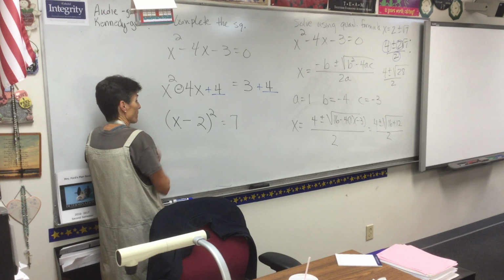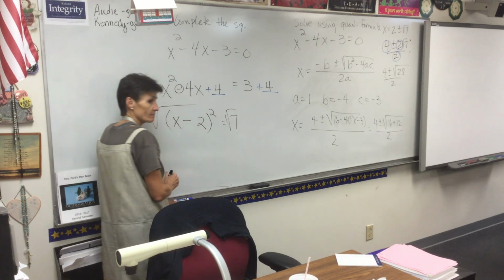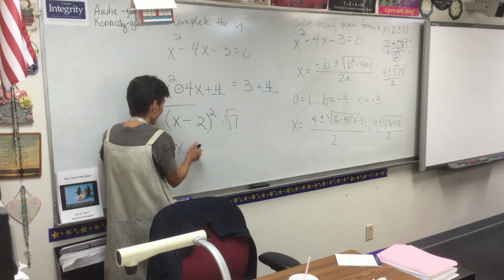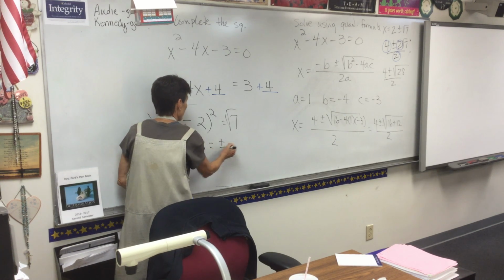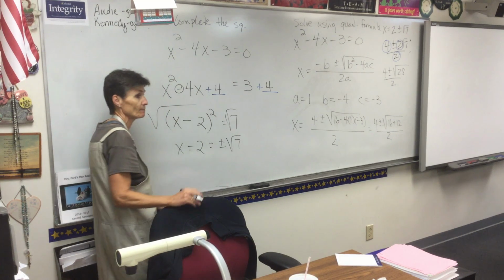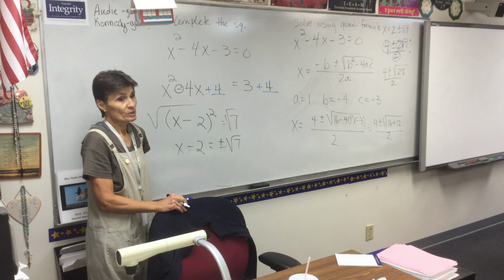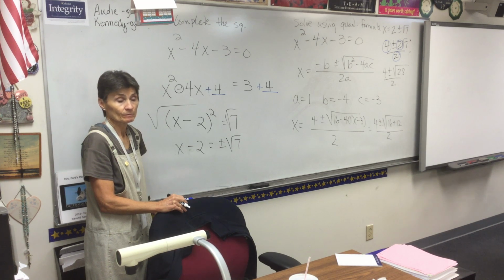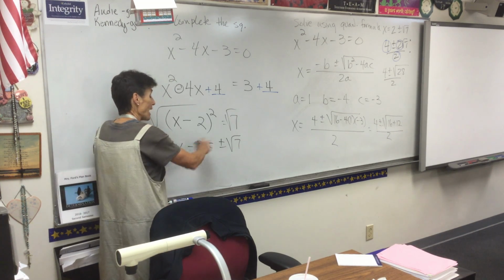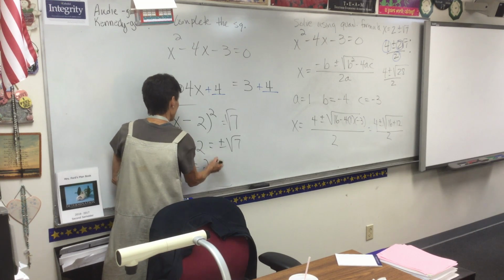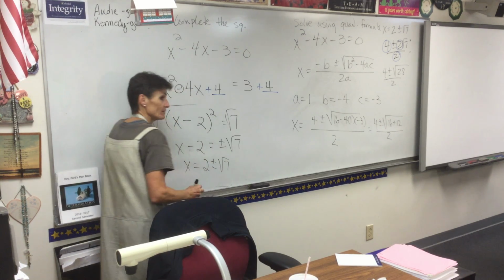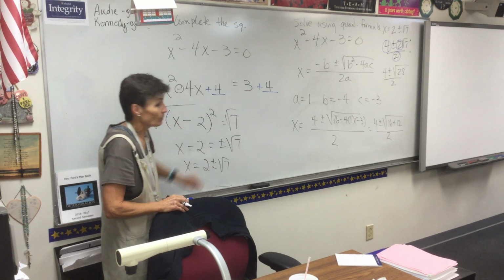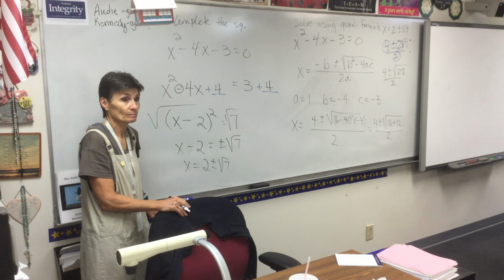Now what? Square root both sides. So x minus 2 equals plus or minus root 7. Remember, when you square root a plain number, it's always plus or minus. So if we add the 2 to the other side, we have 2 plus or minus root 7. Does that look familiar? Yes. That is exactly what we got up there, right?